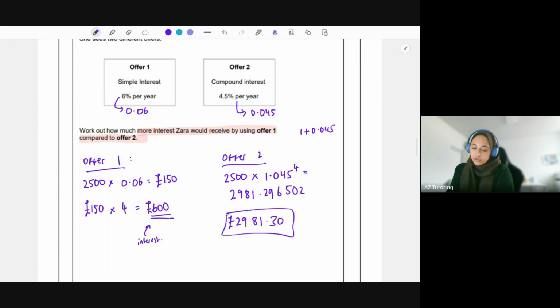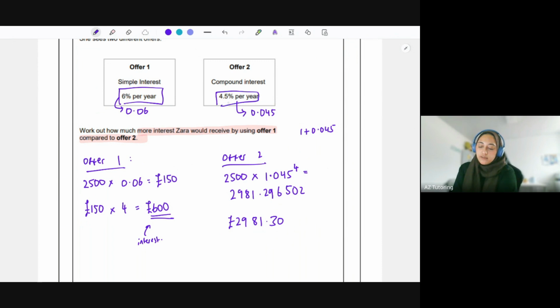Why is it 0.06? It's 6% for this one here. That's why. 6% as a decimal is 0.06. For offer two, it's 4.5%.